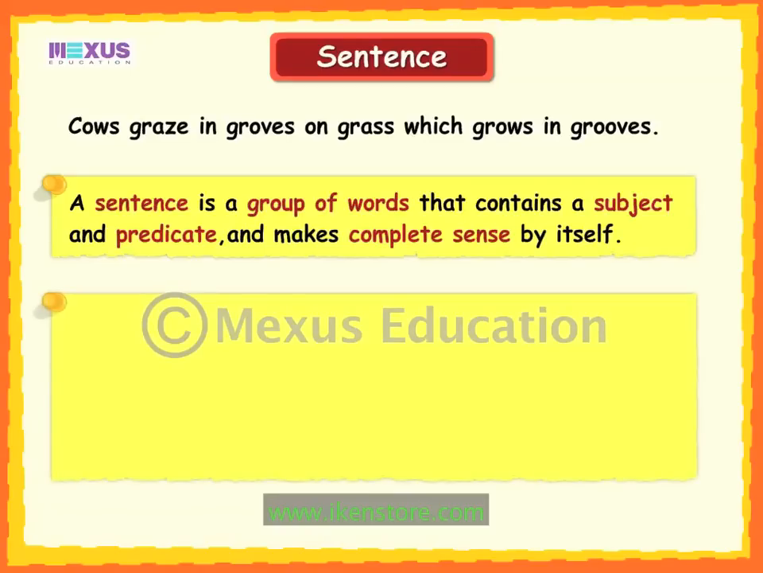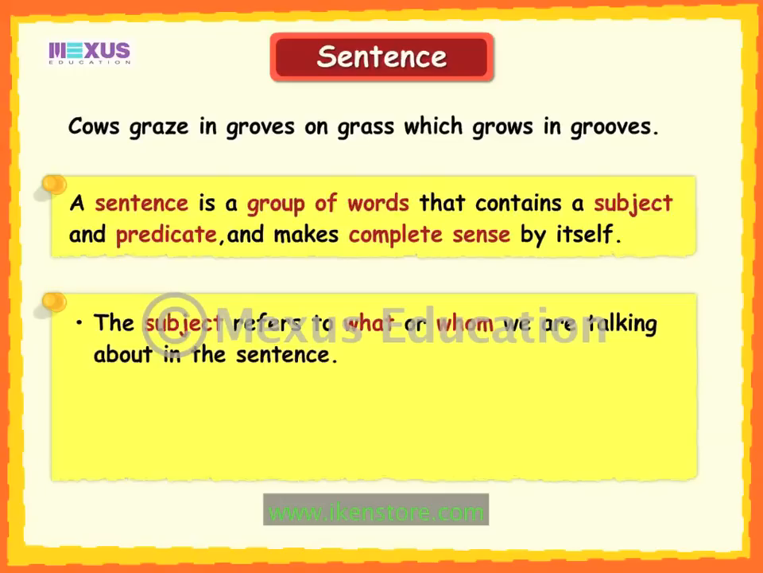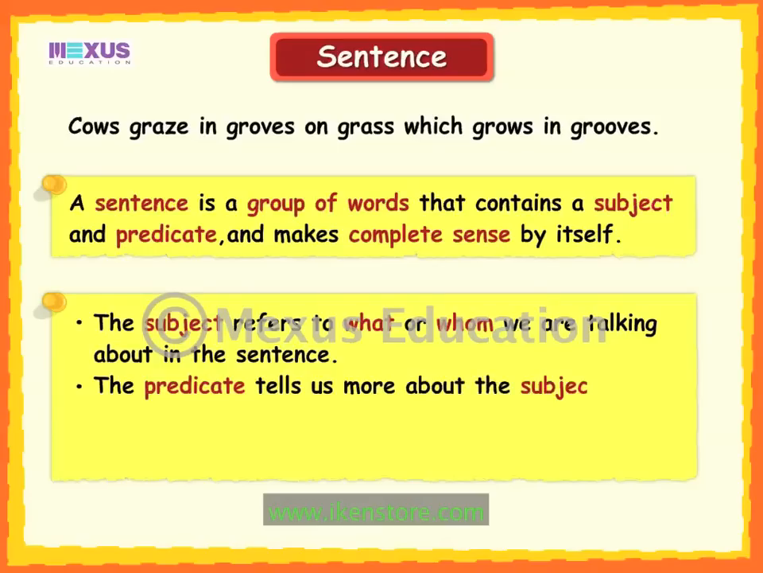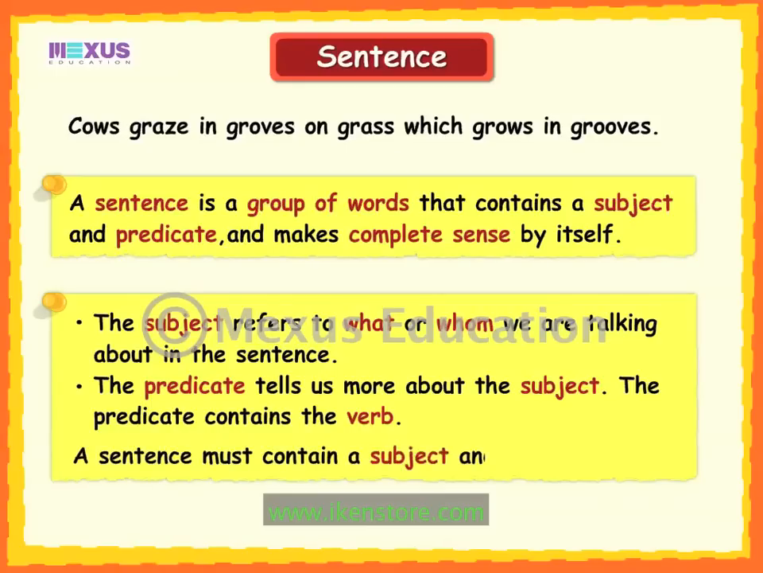In a sentence, the subject refers to what or whom we are talking about in the sentence. The predicate tells us more about the subject. The predicate contains the verb. A sentence must contain a subject and a verb.